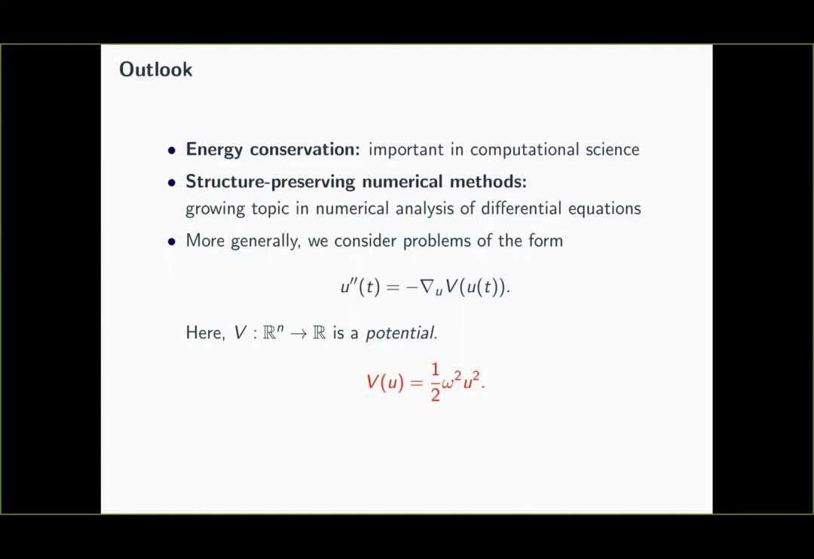For example, in the case of a harmonic oscillator, what you can verify by yourself is I can choose the potential V of u equal to 1/2 omega squared u squared. It's just the potential energy. And different physical systems, or perhaps non-physical systems, might be described by a differential equation of that form with, of course, a different potential. And for differential equations of that form, we can also develop a theory of symplectic integrators which preserve a certain type of energy.